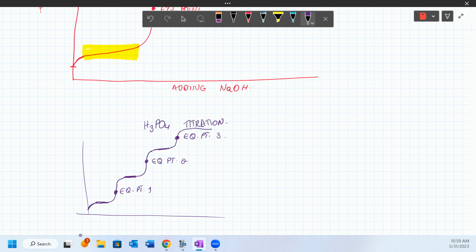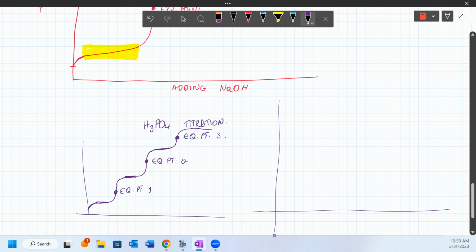So when you see something like this, or something like this that drops, then you will count the steps, how many steps it goes, or how many times it goes up, like in the case of an acid titration, or down in the case of a basic titration. And then you will pick that, in other words, known as the polyprotic acid.